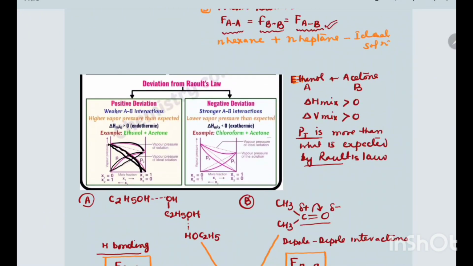Now look at the graph. In the negative deviation, because the total pressure is less than what we expect, this was the line for the total pressure as per the ideal solutions, as Raoult's law predicts. But since now the pressure is less, this curve is downward, right, because the total pressure is less. Now the contribution of the individual component will also be reduced, and similarly for the other component this will also be less than what is predicted by Raoult's law.